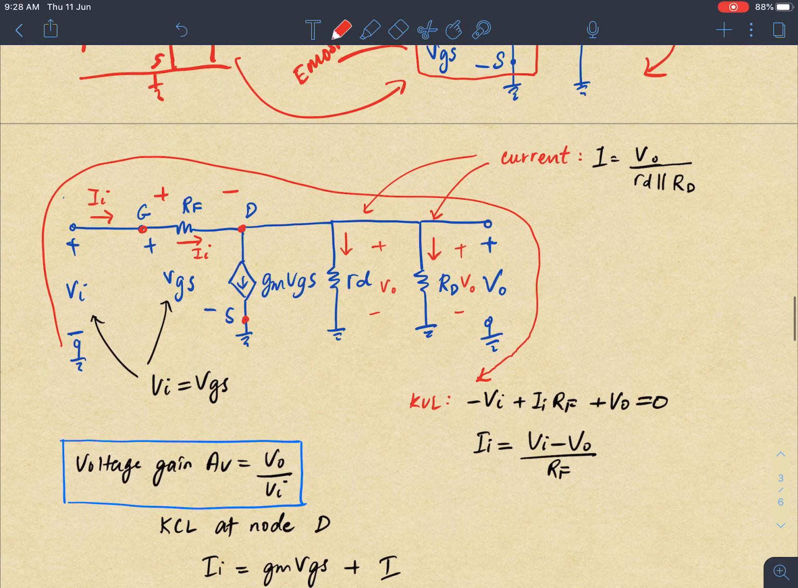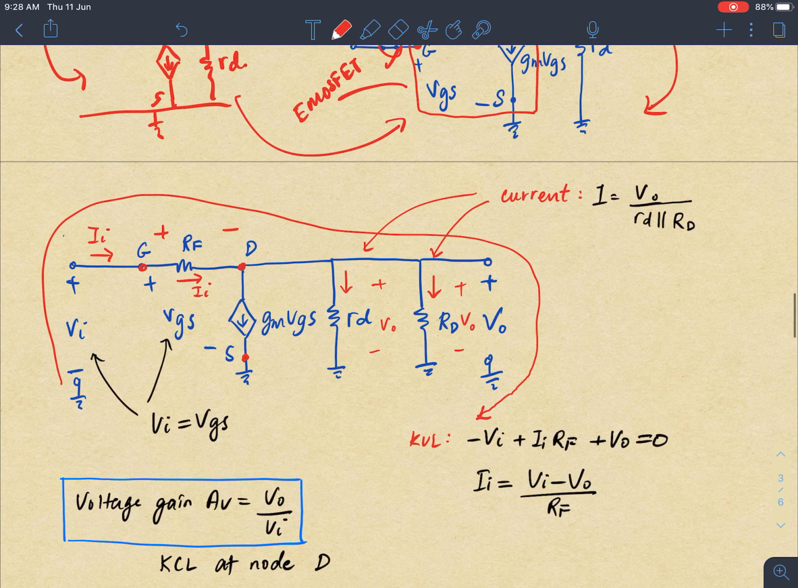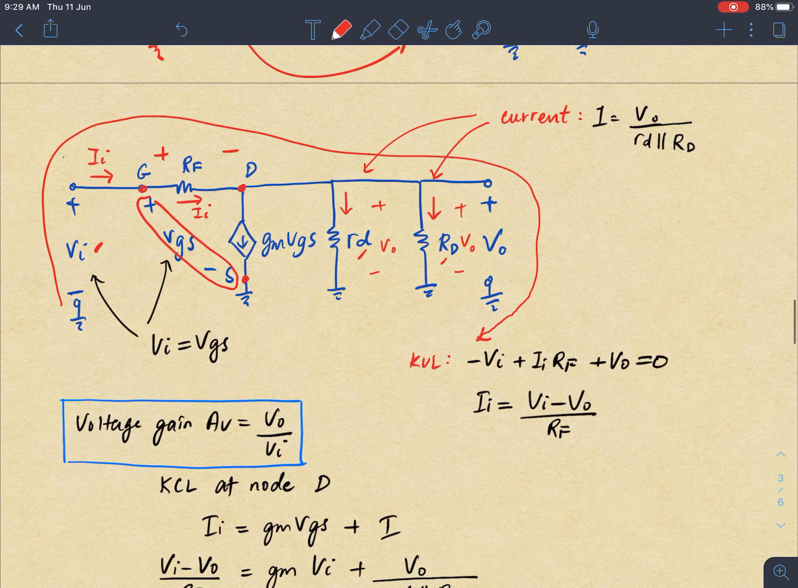Here I draw simply the equivalent circuit. So let me see the V in, and here still the VGS. This is the VGS. VGS, RF, GM VGS, RD. This little rd is parallel with the DC RD. From this configuration, we want to find the voltage gain.